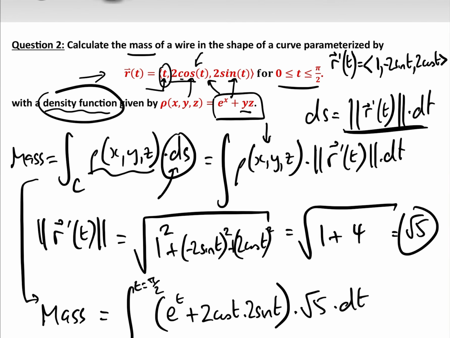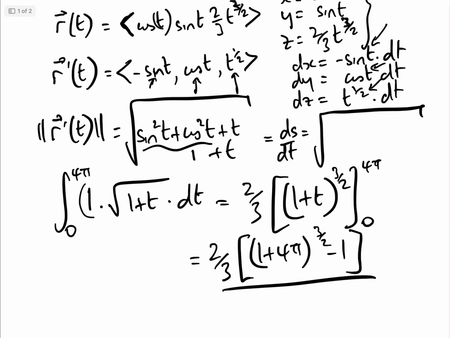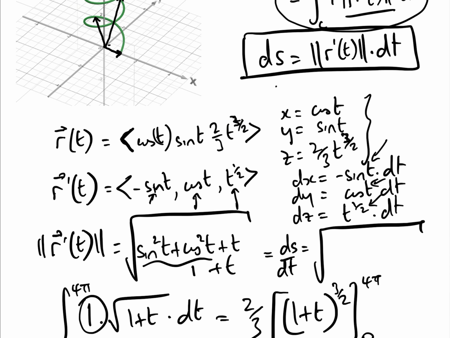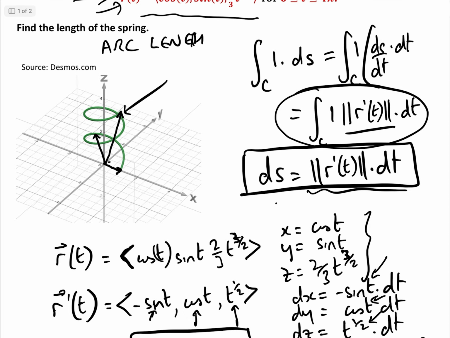So these are both scalar line integrals. They're very similar. One of them has the density function in, and the other one, which is just the length, just has 1, and then both are multiplied by the magnitude of r dash t dt, or if we're doing it the other way, by ds.